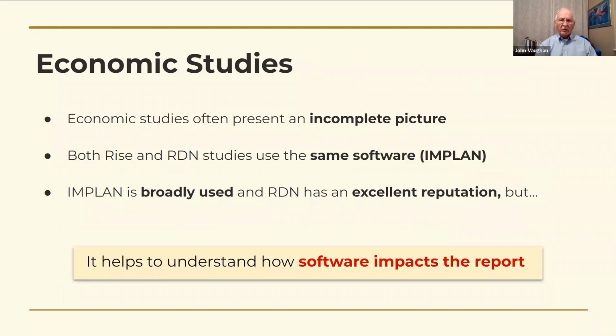The economic modeling software used in the RISE study, called IMPLAN, is frequently used by companies that specialize in economic studies who are seeking project approval from decision makers. In fact, the RISE study and the independent study done by RDN used the same software. I'm not suggesting the county did anything wrong in selecting RDN. The modeling software is broadly used in the economic consulting industry, and RDN has an excellent reputation. I am saying it's important to know how the modeling software impacts the economic report. Next slide.